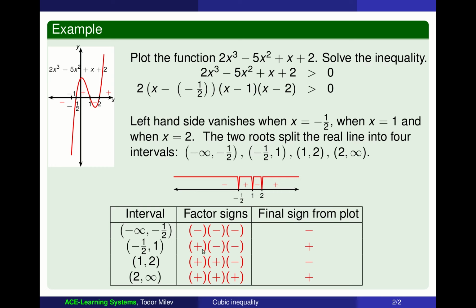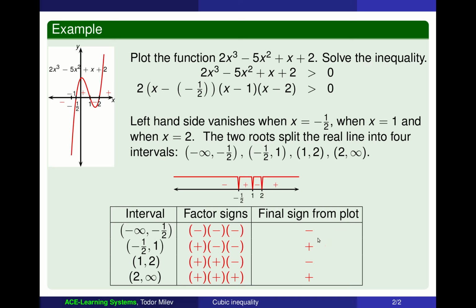And finally, as we transition from this interval into the final 4th interval, these 2 terms do not change signs, but the last term, x minus 1/2, is going to change from positive to negative. Altogether, we're going to be having 3 negative signs.